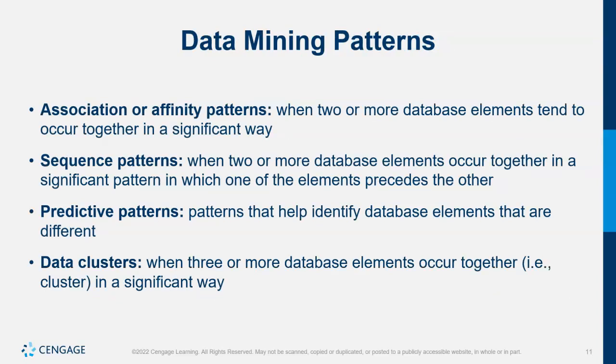All right, and so some of these patterns that we're looking for are associations, and this is when two or more things tend to occur together. Sequencing patterns, when two or more database elements occur together in a significant pattern, where maybe one precedes the other or when they happen in a certain order. Predictive patterns, patterns that help predict something, to show like this predicts this, this causes this. And then data clusters, and this is when you have three or more database elements that are combined or cluster in a way that means something.